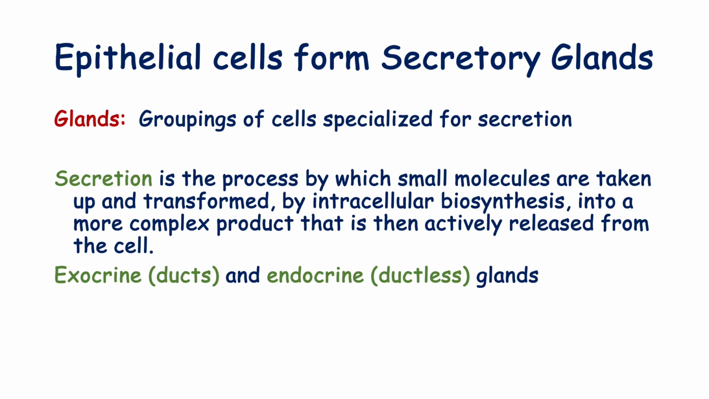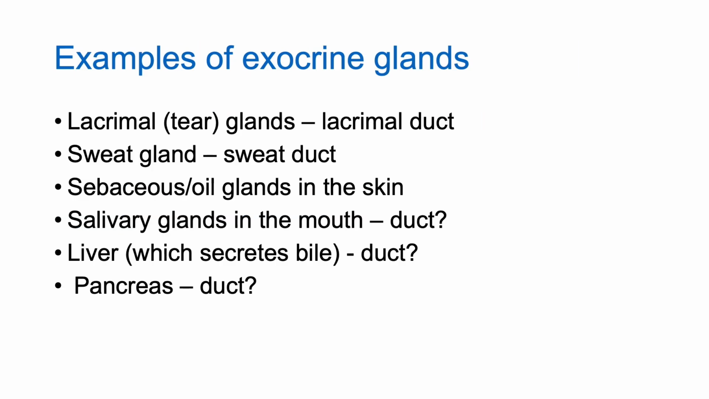Now the gland could be exocrine or endocrine, okay, and this means that if it's exocrine, it's able to secrete through ducts, and if it's endocrine, it secretes into the blood. So this is the outstanding difference between endocrine and exocrine glands. One has a duct which connects the secretory portion to the surface, and the other does not.